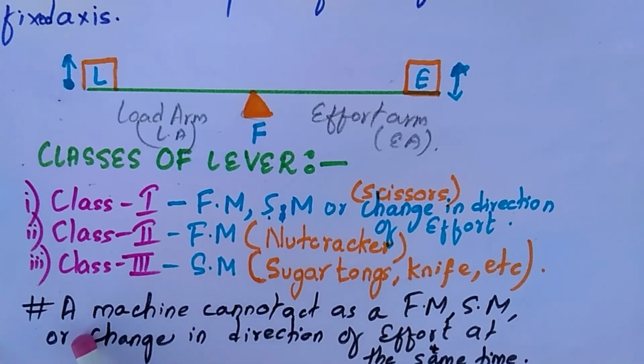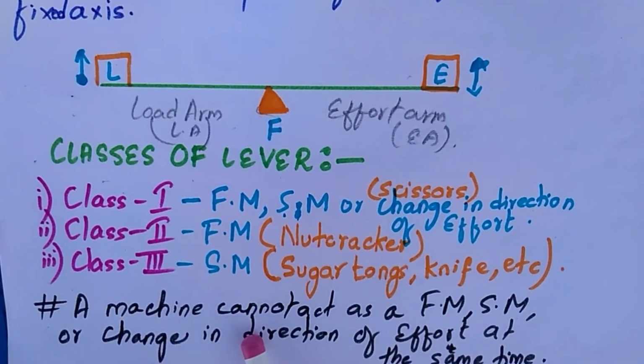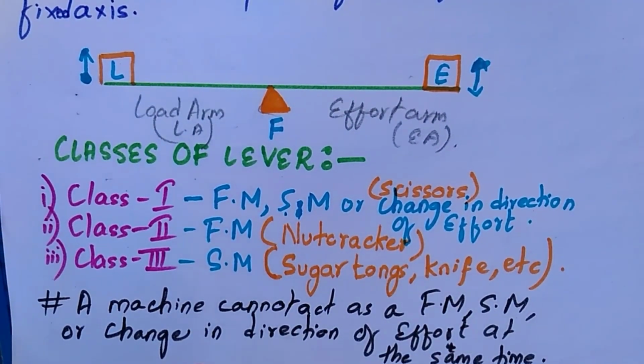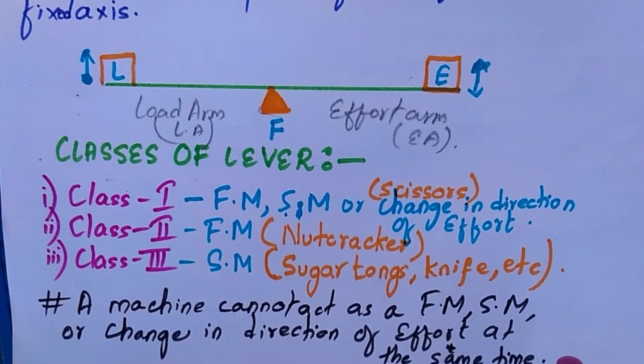Now a very important point. A machine cannot act as a force multiplier, speed multiplier or change in direction of effort at the same time.